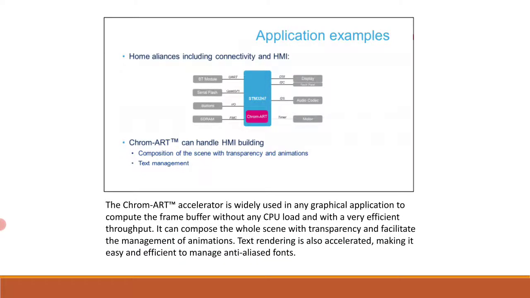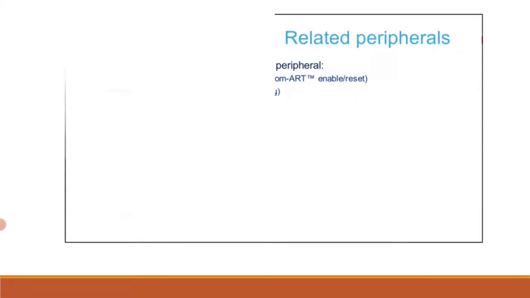So while trying it, you can also refer to some peripheral trainings of RCC, Chromate clock control, and Chromate enable reset in RCC, and Chromate interrupt mapping in interrupts, which will be discussed in the later sessions.